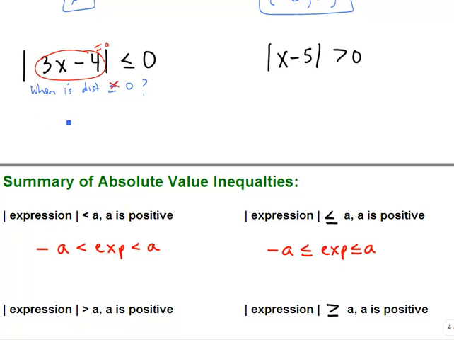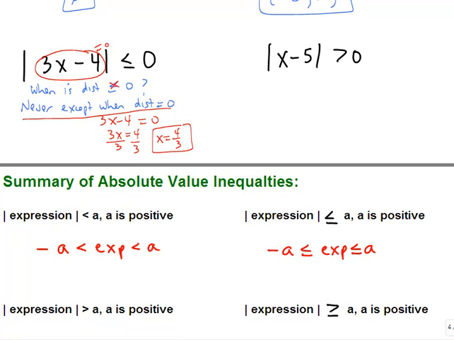So the solution here is that you're never going to be less than 0, except you could be equal to 0. So we're going to have no solutions except when the distance equals 0, and that's going to happen when 3x minus 4 equals 0. So if we solve for x by adding 4, dividing by 3, we get x equals 4/3. So we want no solutions except this one point. This is the only place where I'm going to be either less than or equal to 0, and in this case, it's the equal. So our solution is just x has to be 4/3.